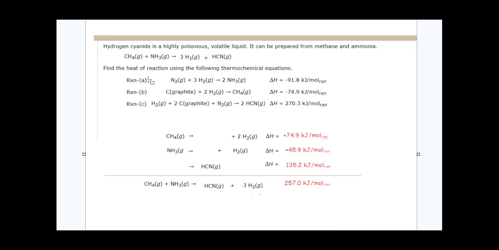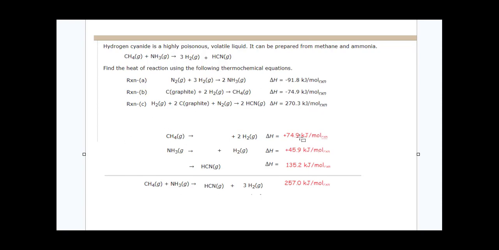The 3 equations, A, B, and C, helped us figure out this equation. This is going to be an endothermic reaction. We have to dump in 257 kilojoules to make 1 mole of hydrogen cyanide and 3 moles of hydrogen from 1 mole of methane and ammonia. And that's it. Balancing reactions can take some time. But remember, you really don't have to go through this last step if you were careful on these first 3.